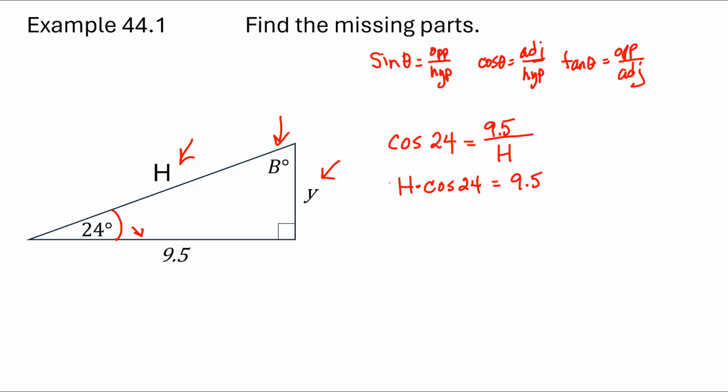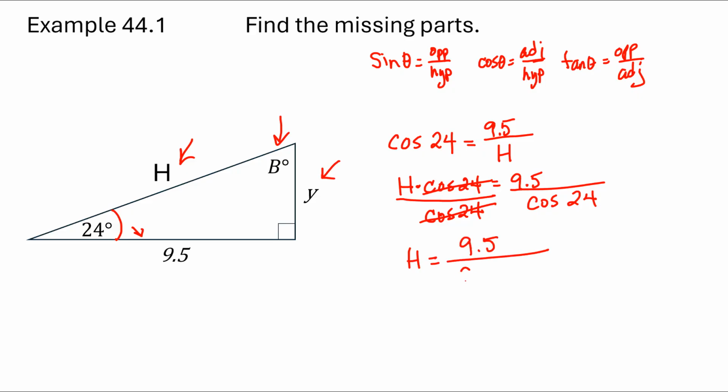Now, I want to get h by itself. Since this is multiplication, h times cosine 24, I can divide both sides by cosine 24, and I'll have h by itself. So I'm dividing both sides by cosine 24, which who knows what that is yet. I'm just going ahead and getting h by itself before I try to punch anything into my calculator. So the cosines are gone, and I just have h is equal to 9.5 over cosine 24. And the only way I'm going to figure this out is to use my calculator.